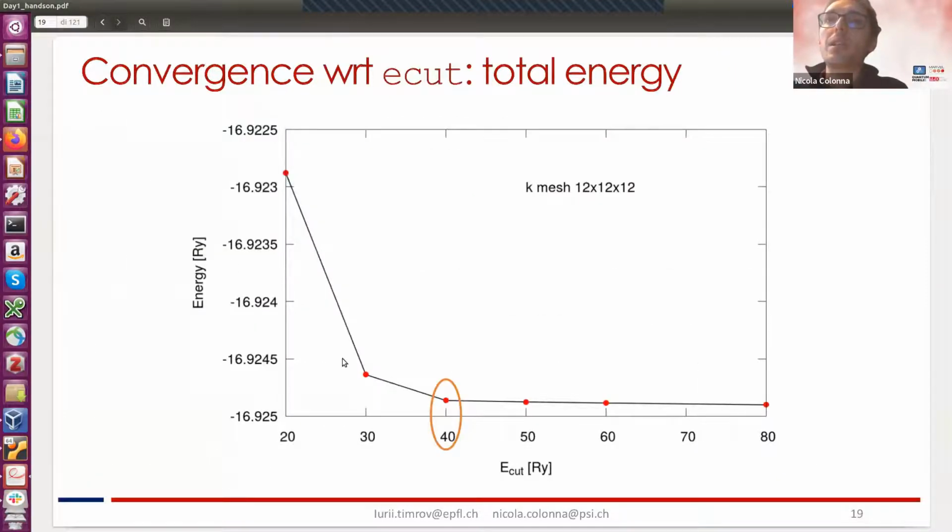Here I did it for 20 Rydberg, 30 Rydberg, 40, 50, 60, and 80. And you see that here I plot the total energy of the system, and you see that at a certain point you reach a convergence, and you can safely choose 40 Rydberg as a converged value.